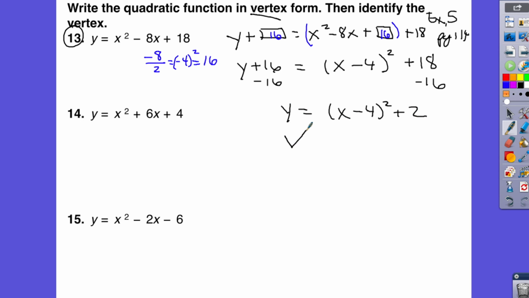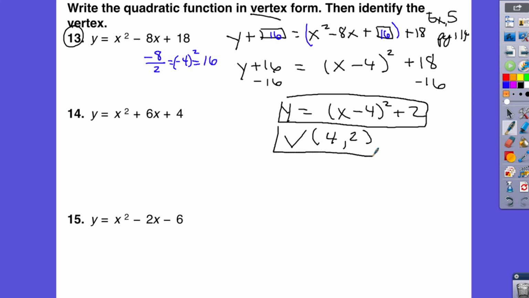So now it asks you to identify the vertex, and we can easily identify the vertex here. So here is vertex form. And if you remember, the vertex is (h, k), but h is always the opposite sign here. So the vertex is going to be positive 4, and k is always the same, and it's going to be 2. So there are my 2 answers.